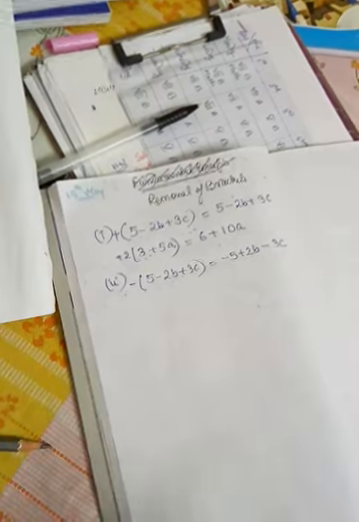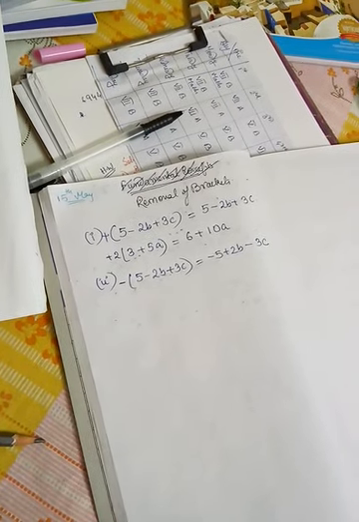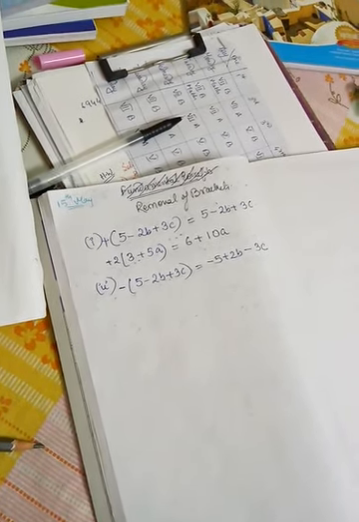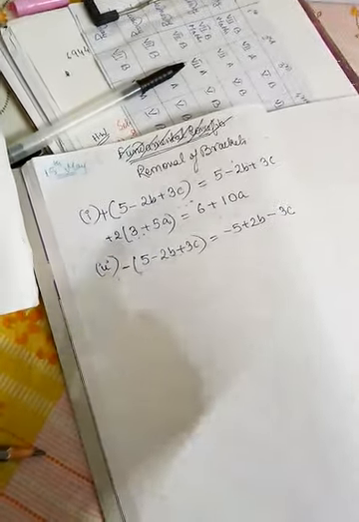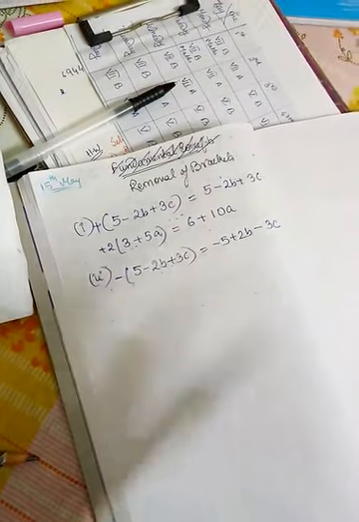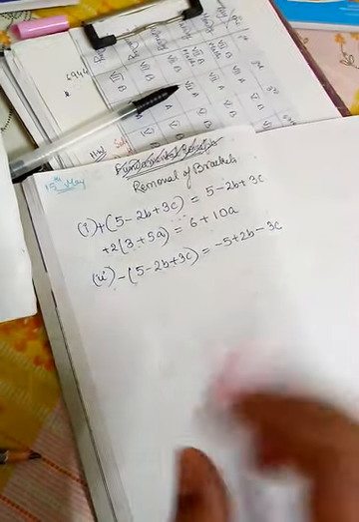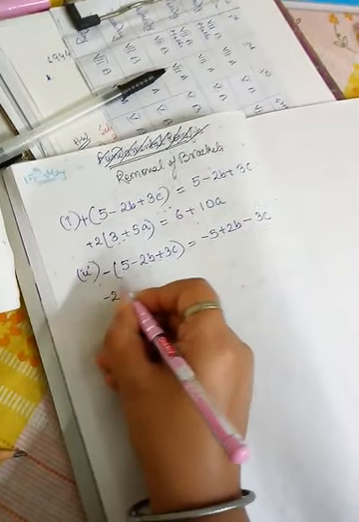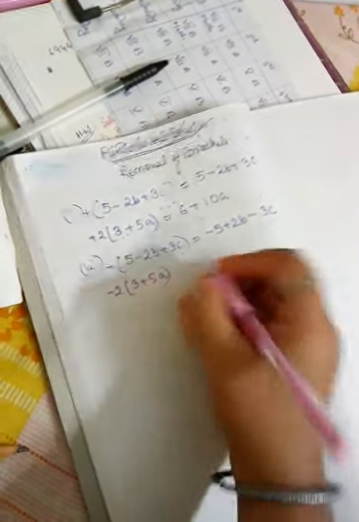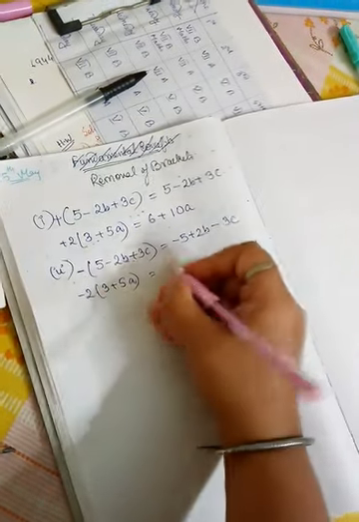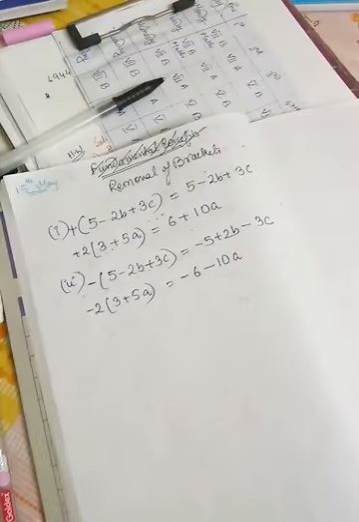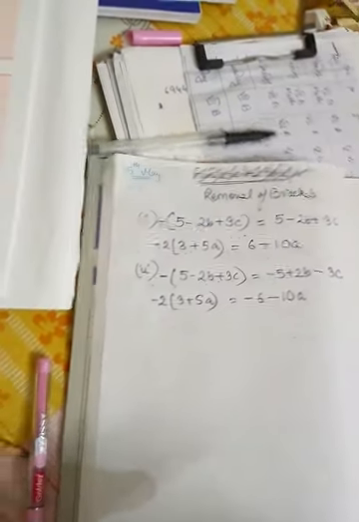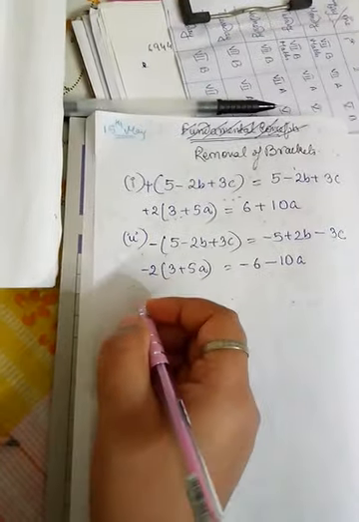So when there is a negative sign, the sign assigned to each term will be reversed: negative will become positive and positive will become negative. Similarly, if it was minus 2 multiplying the bracket, since the terms are positive, it will be minus 6 and minus 10a. So whenever there is a negative sign, children, you need to be very careful so that you do not make a mistake, otherwise your answer will be wrong.